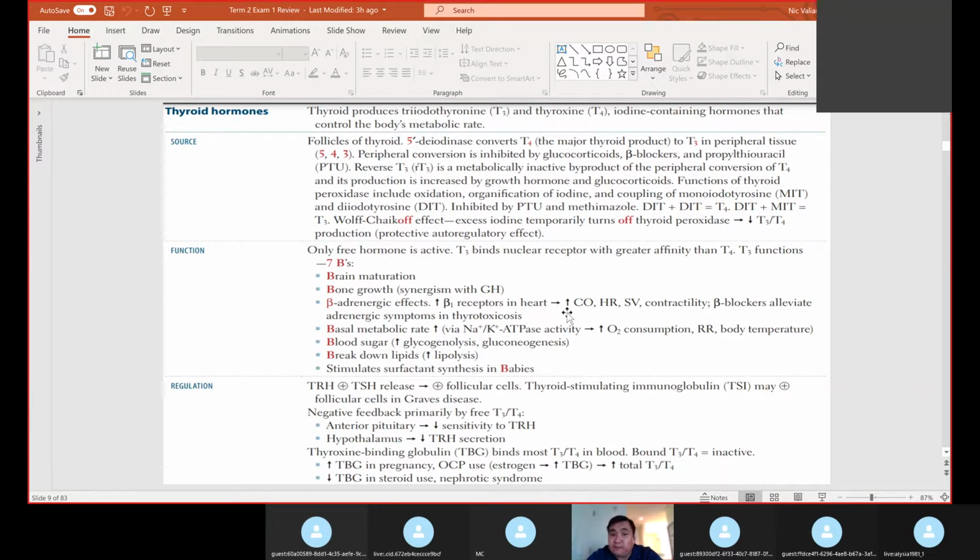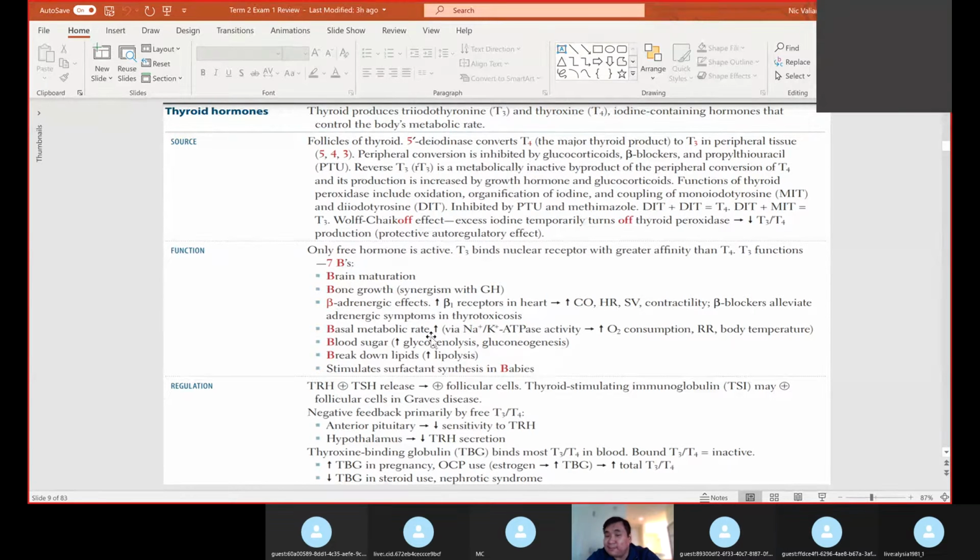So what happens if you have an increase in beta 1 receptors? Increase cardiac output. How are we going to determine cardiac output? Stroke volume times heart rate. Excellent. Stroke volume times heart rate. Good job. And then contractility, of course.